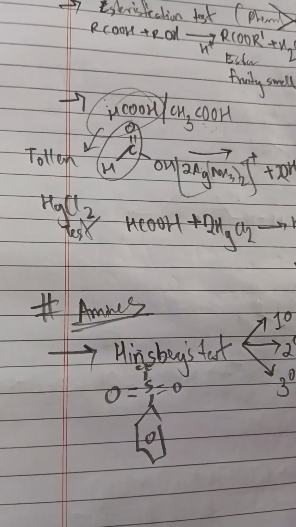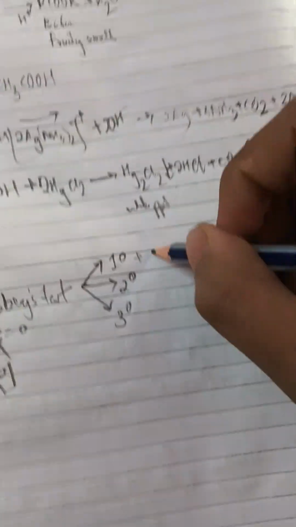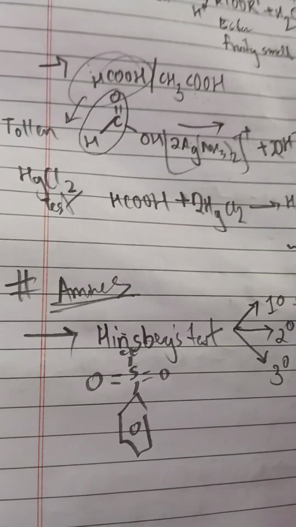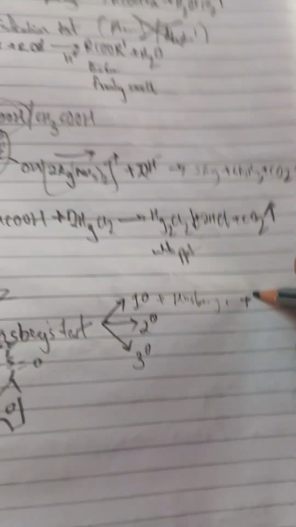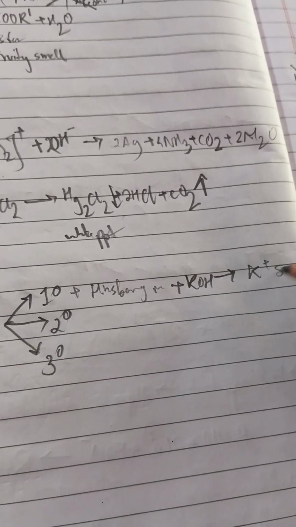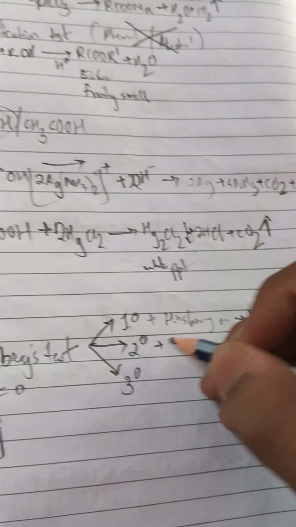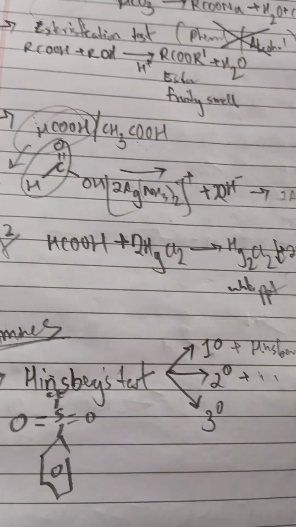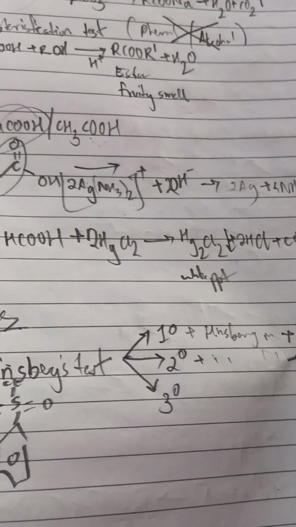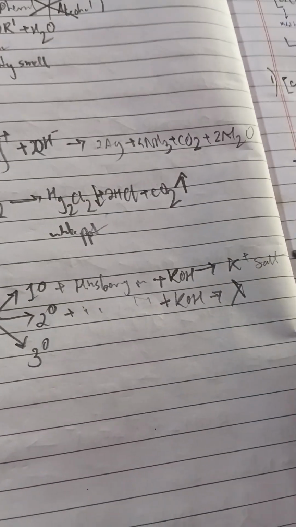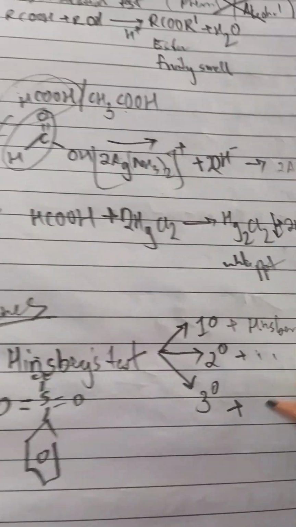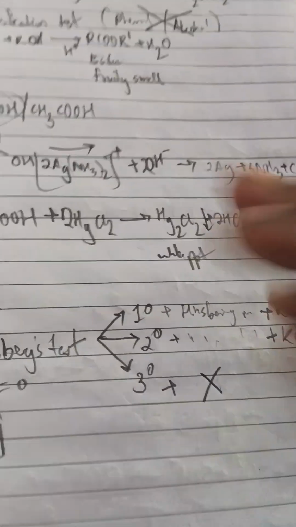So 1 degree will do what? It reacts with the Hinsberg reagent. Then it is also soluble in KOH. Do you know that it is soluble in KOH? And then it makes what? A potassium salt. Alright, it makes a potassium salt. 2 degree also reacts with it, but if added with KOH, it is totally insoluble. And 3 degree doesn't even react with this one. It doesn't even work with Hinsberg.